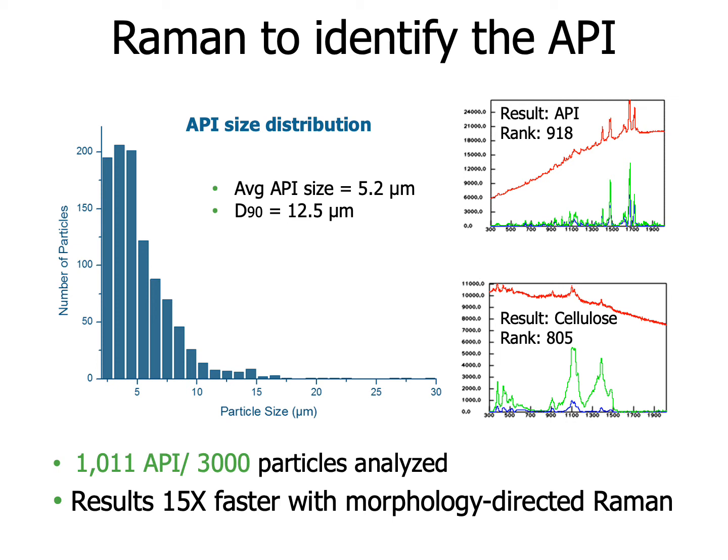By leveraging the elongation factor and the morphology information, we could tailor the Raman identification to a smaller subset that was more practical to do in an experiment. So 3,000 particles can get identified by Raman in about 3.5 to 4 hours, and from that we can get the API size distribution and understand the percentage of API that's present in the sample.